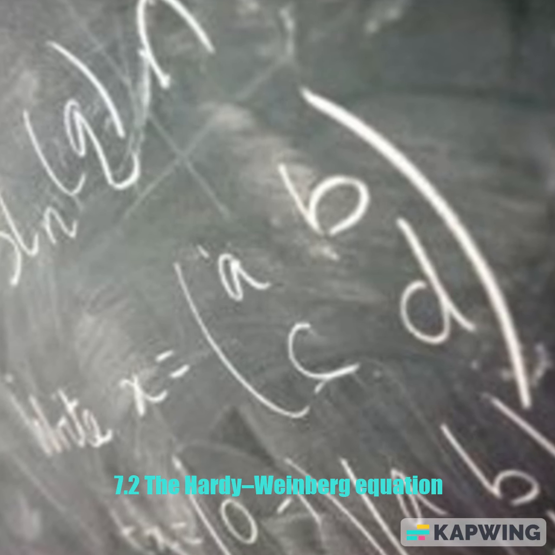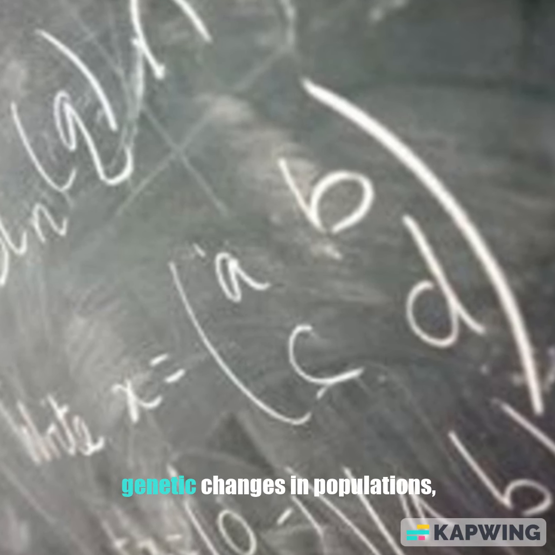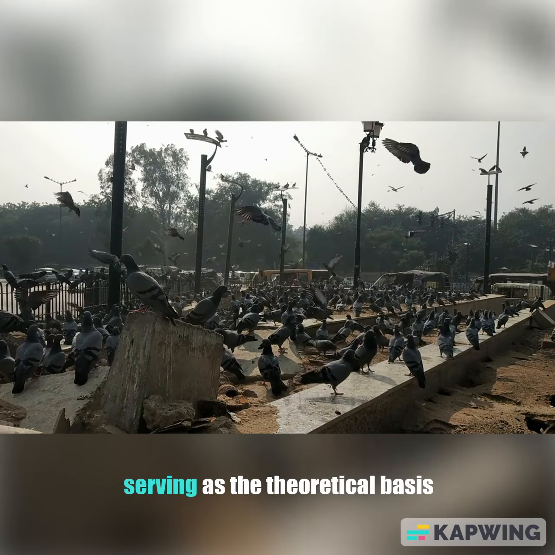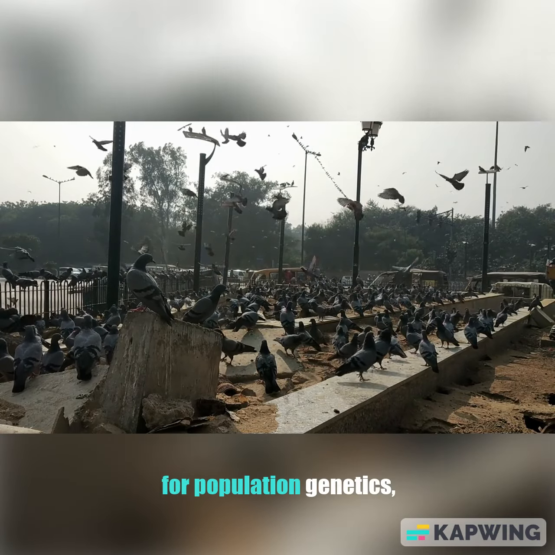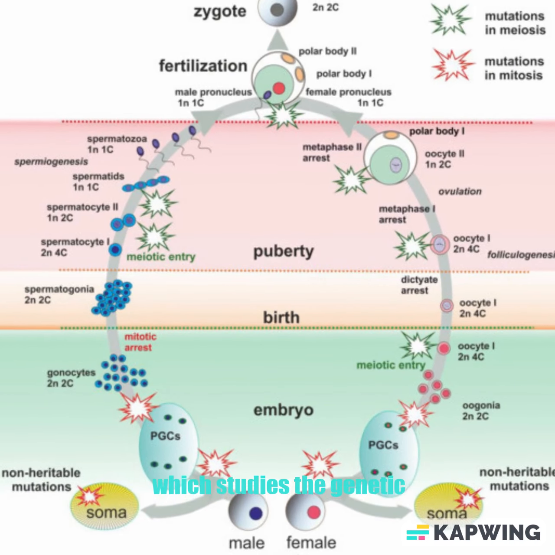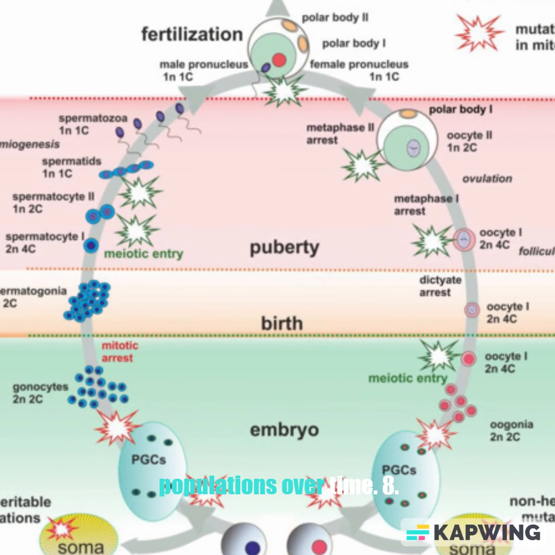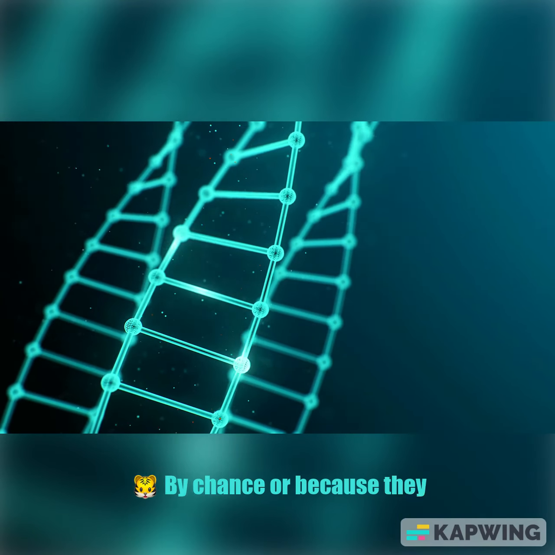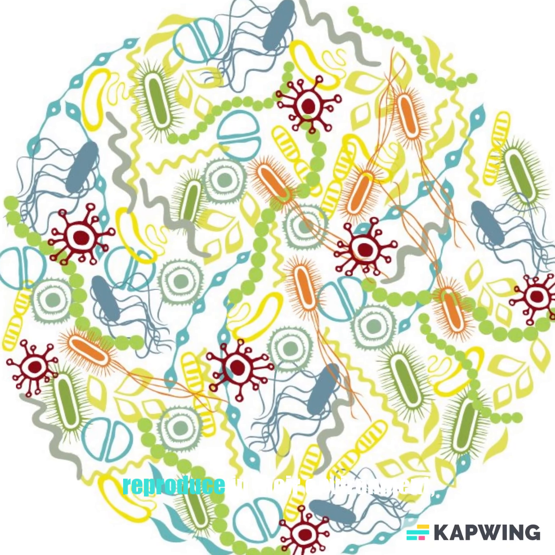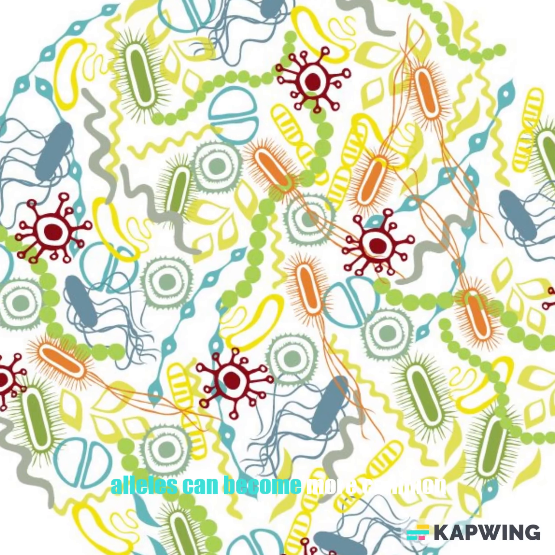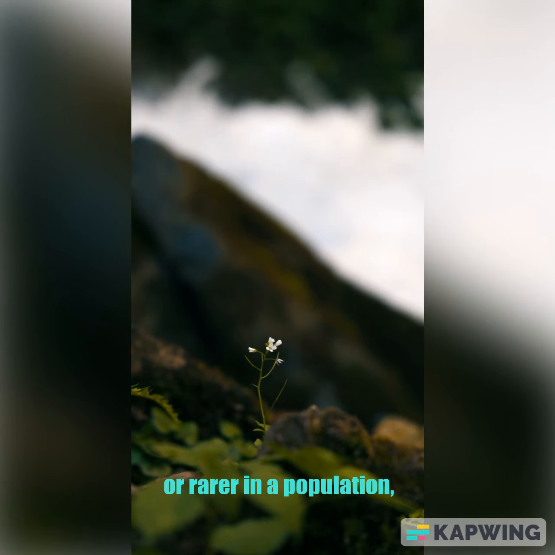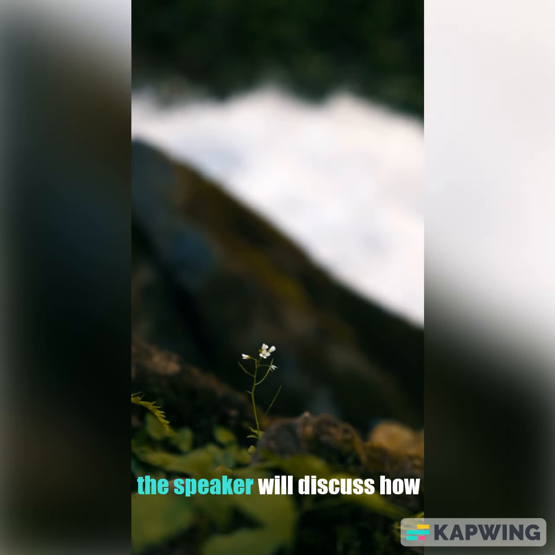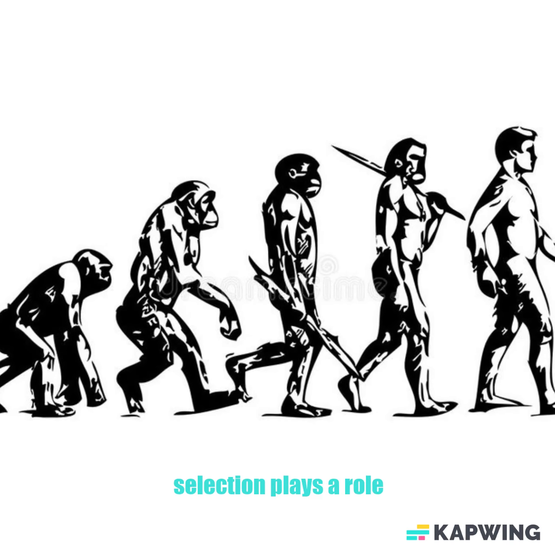7.2 The Hardy-Weinberg equation is used to measure and compare genetic changes in populations, serving as the theoretical basis for population genetics, which studies the genetic structure and changes of populations over time. 8. By chance or because they help organisms survive and reproduce in their environment, alleles can become more common or rarer in a population, and in the next episode, the speaker will discuss how selection plays a role in evolution.